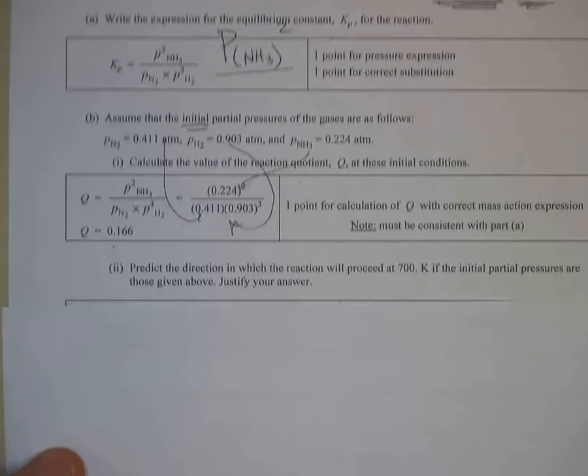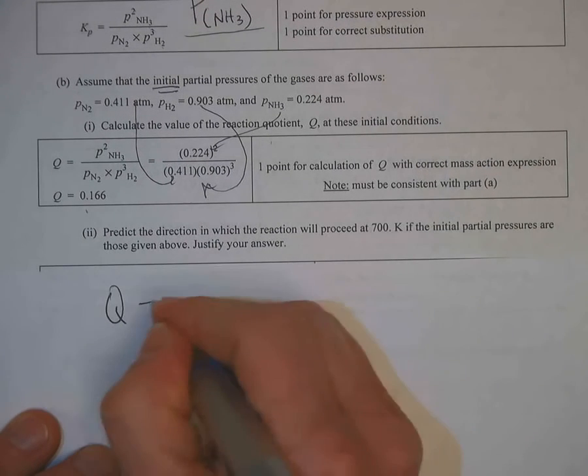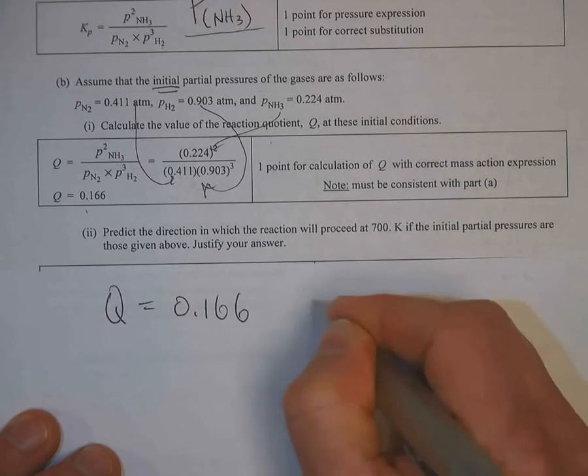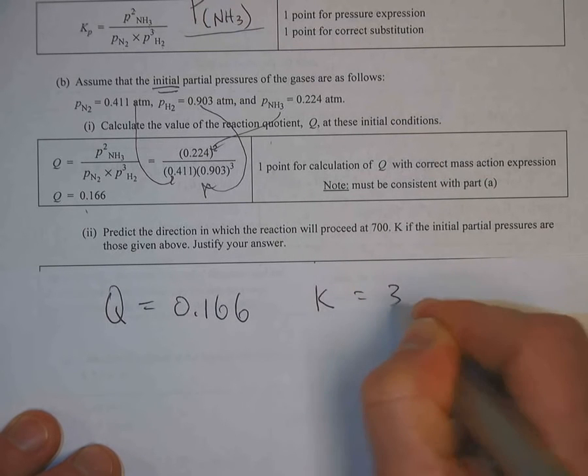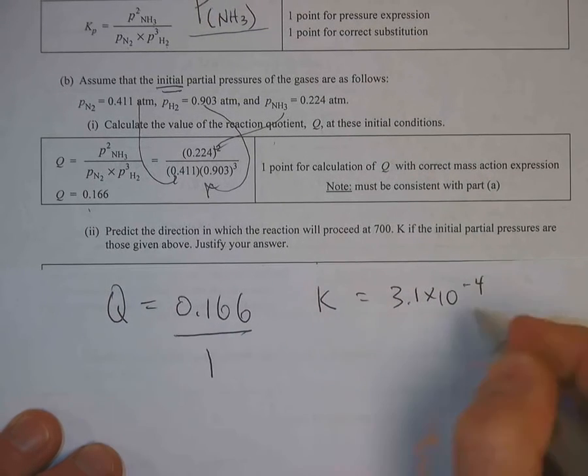Predict the direction your reaction will proceed. Hey, we just did something like this. So they've got Q equal to 0.166. K is equal to 3.1 times 10 to the negative 4th. What did I say to do? Take and write it over 1.